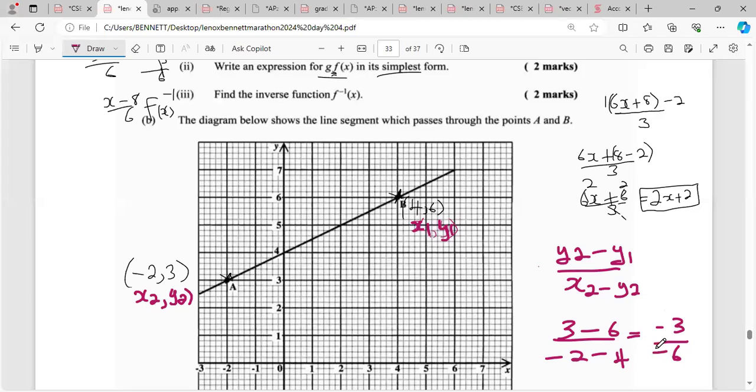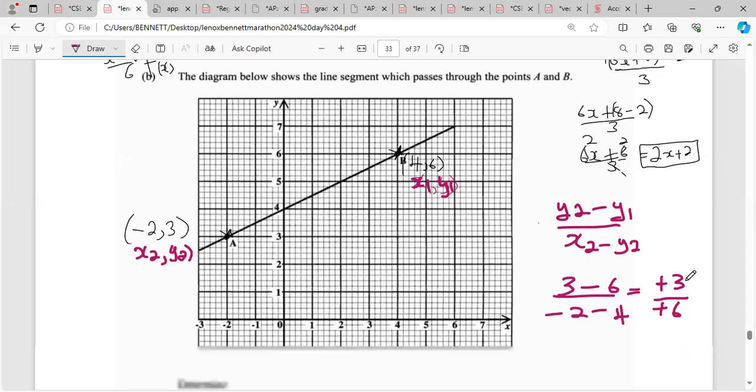Now this can be simplified. Negative cancels negative, and 3 into itself 1 time, while 3 into 6 2 times. So we can break this down to a half. All right. So that gives us a half. So the gradient would be a half.